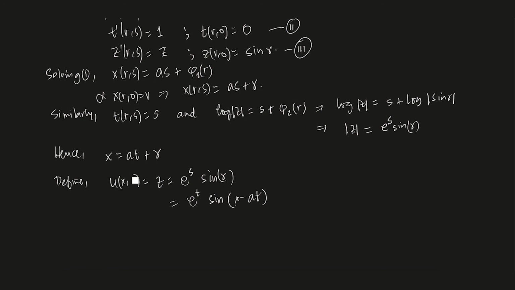So that's your solution. So u of x, sorry, this should be t. I keep on writing y, it should be t. So u of x, t is e to the power t sine of x minus a t. Now let us see whether this thing is a solution or not. This is what we got, this should be our solution. So verify.